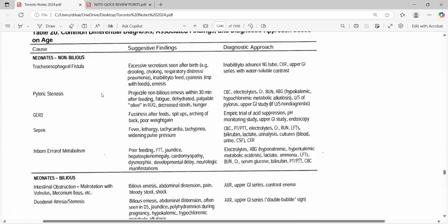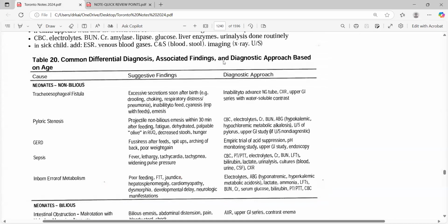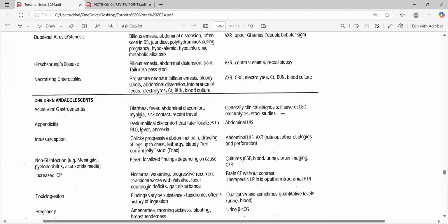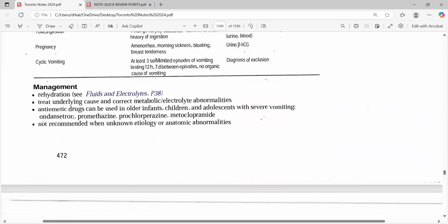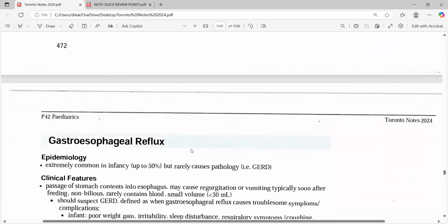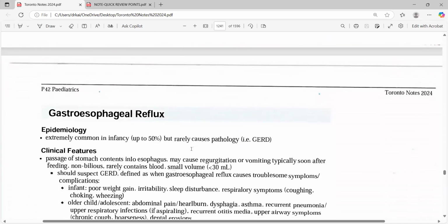So we were talking about the common differential diagnosis, associated findings, and diagnostic approach based on the age. We already discussed this one. Then the management: we already know that rehydration is needed, because the vomiting is there, so you have to watch out for that one. Antiemetic drugs are not recommended when the etiology is unknown or with anatomic abnormalities. Then gastroesophageal reflux, as I already discussed, the most important features are back arching, respiratory symptoms, and sleep disturbance; all of them are there.